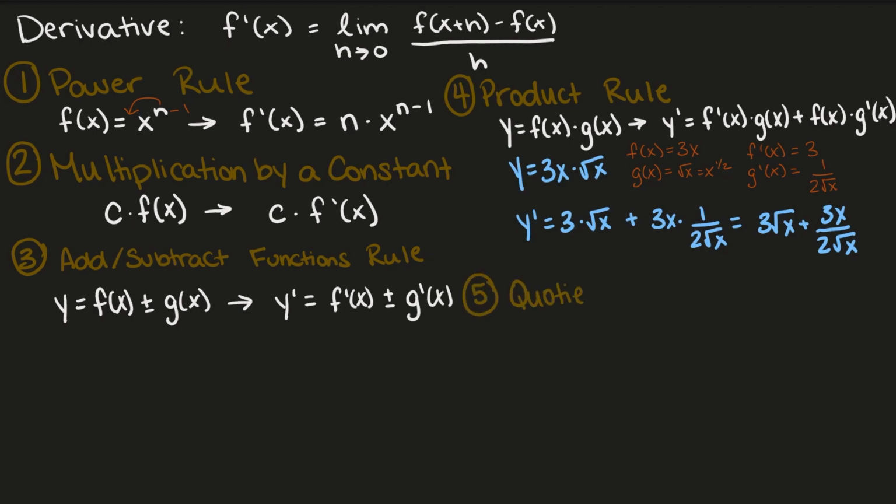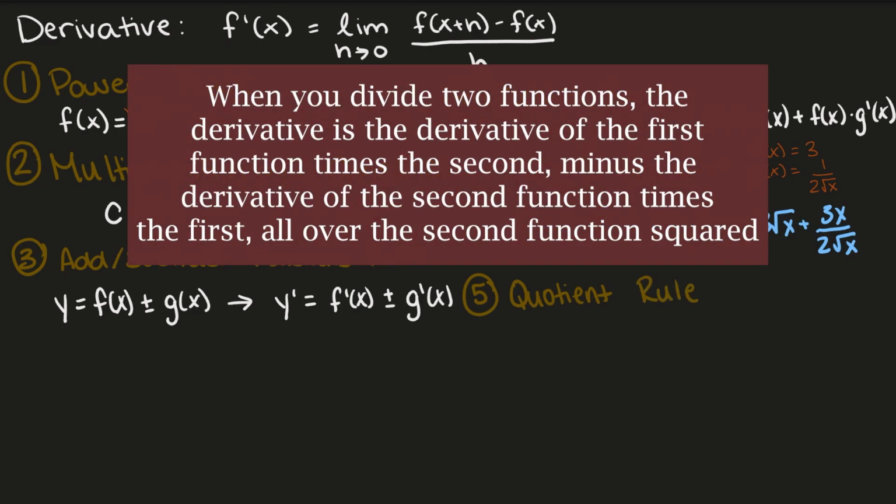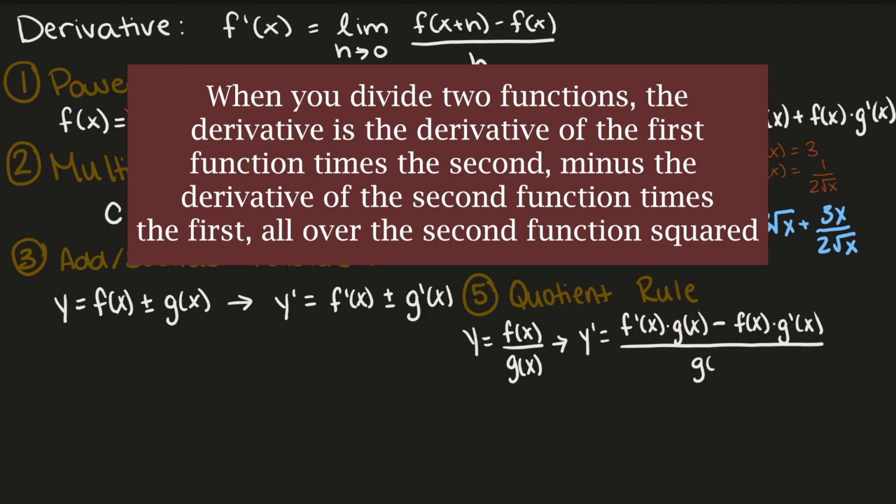Next, we have our quotient rule. Our quotient rule is when we're dividing two functions. The derivative of that entire function is going to be the derivative of the first function times the second function, minus the first function times the derivative of the second function, all over your denominator squared. So if we have y equals f of x over g of x, then y prime will equal the derivative of our first function times the second function, minus the first function times the derivative of the second function, all over our denominator squared.